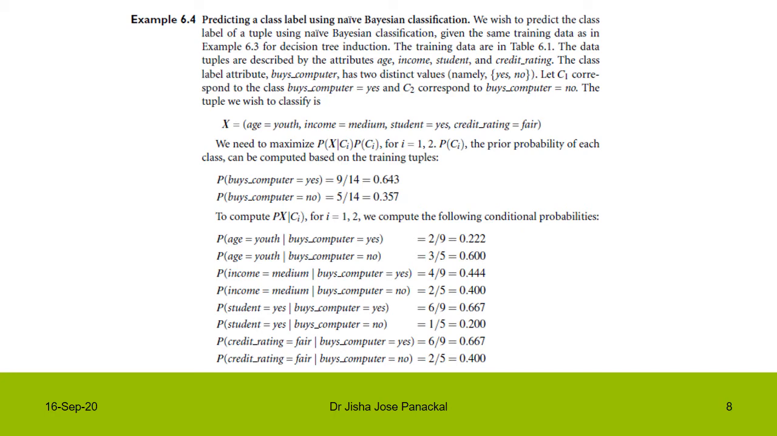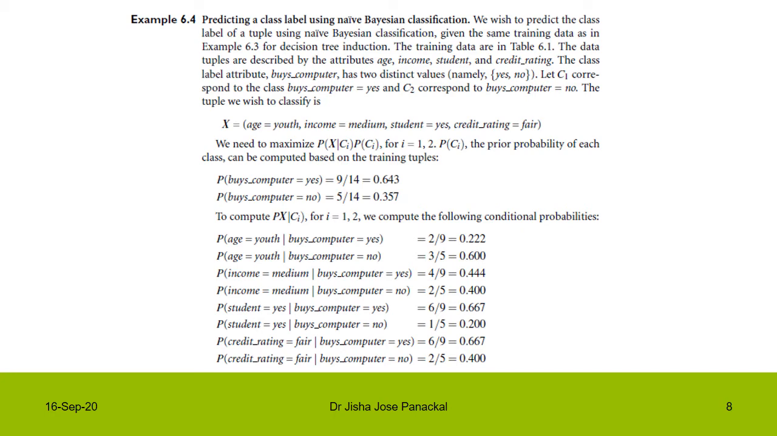Okay, here we are calculating the probability of buys_computer yes. Here we have 9 tuples among the 14 tuples that come in this particular class. So the probability is 9 by 14, which is 0.643. And for the probability of buys_computer no, we have 5 tuples in the no class category. So 5 divided by 14, that is equal to 0.357.